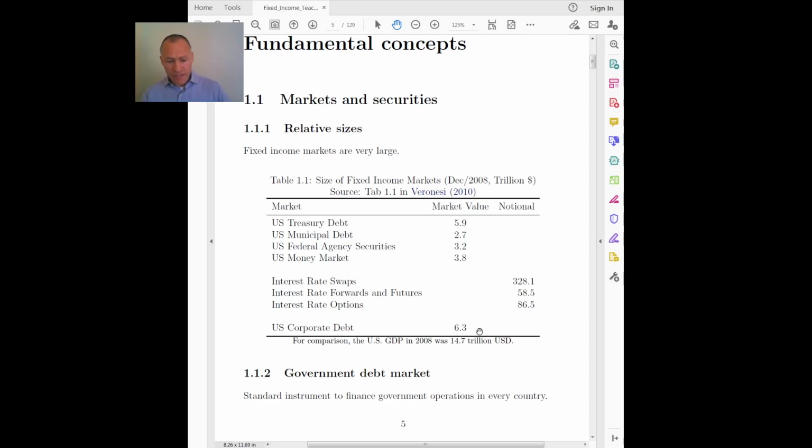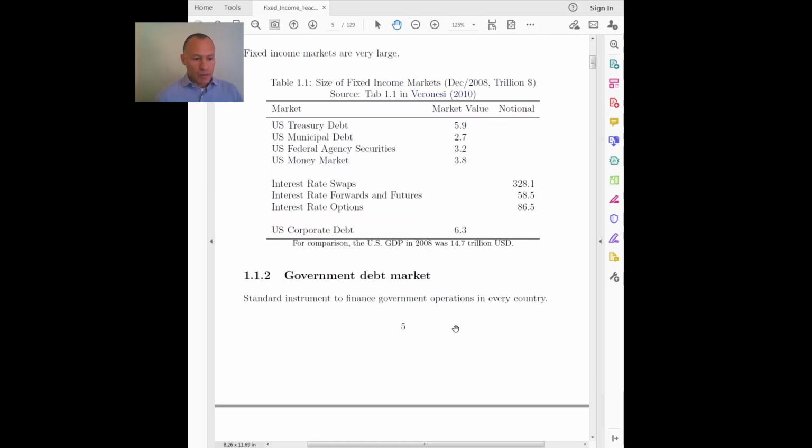In this course, we will not talk about US corporate debt. So this is bonds that have credit risk, and there will be a separate course on credit risk that will deal with that type of bonds.